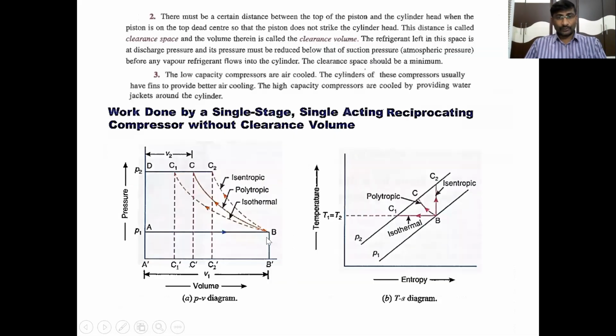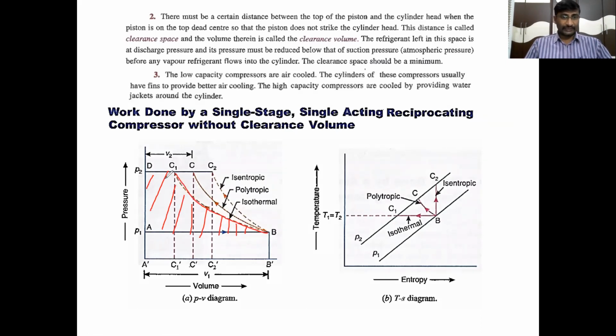If the compression process is isothermal, that is B to C1, the isothermal compression, then what is the work input to the compressor? This is during suction, compression, and delivery or discharge. During this process, the enclosed area A, B, C1, D represents the work required by the compressor. Clear? So on the PV diagram, the enclosed area between A, B, C1, and D represents the work required for the isothermal compression.